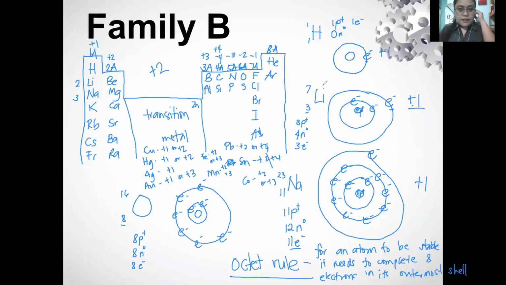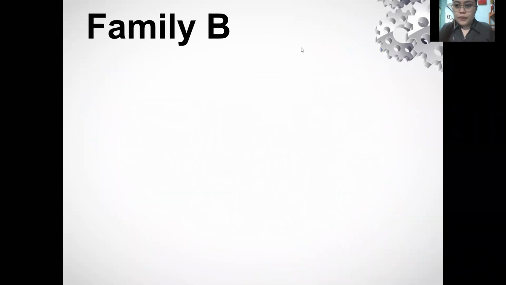Basta, do not forget: when you say group or family, it represents the valence electron. And kung ano ang group nila sa periodic table, yun din yung charges nila. Let me delete the writings on the screen. Okay, now moving on.